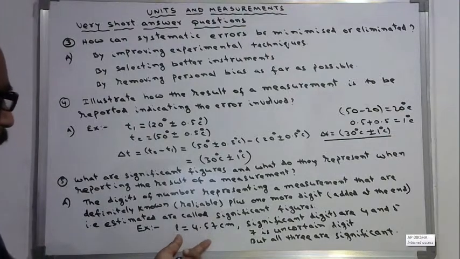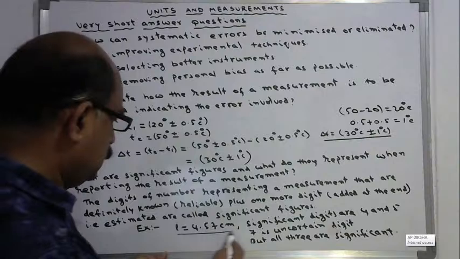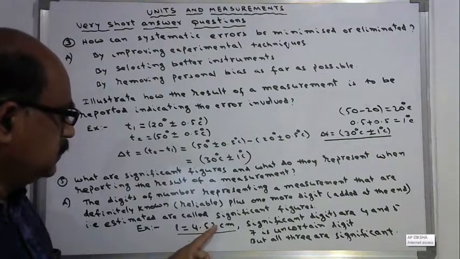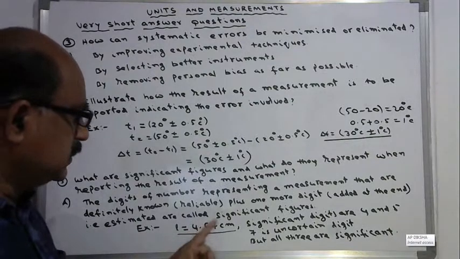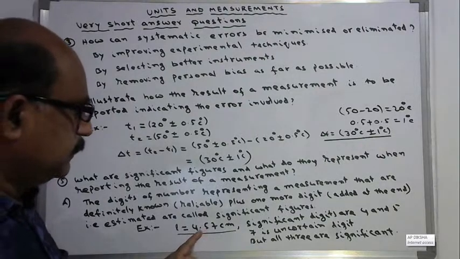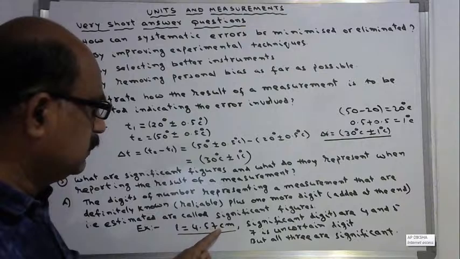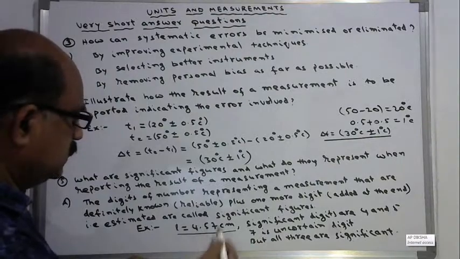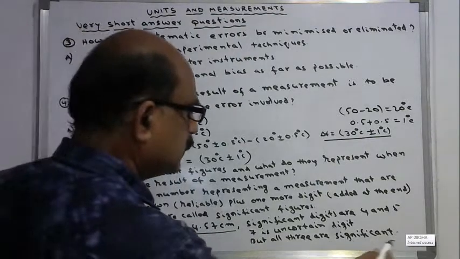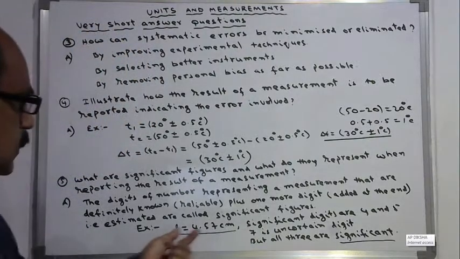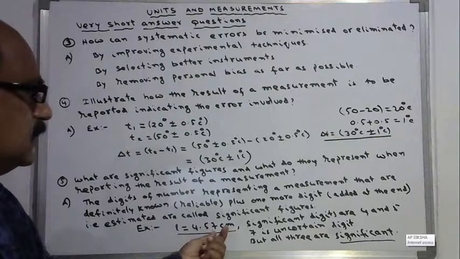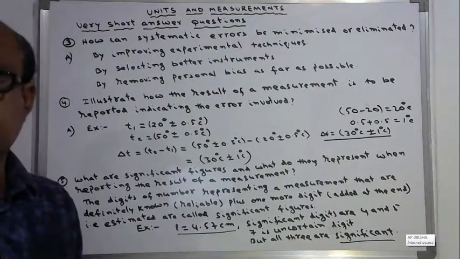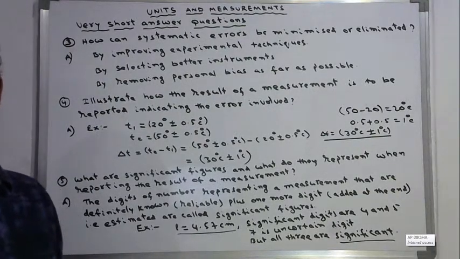See, for example, the length of some body is say 4.57 centimeters. In this, there are three digits 4, 5, 7. 4 and 5 are significant and reliable, whereas 7 is the uncertain digit. But this length has three significant figures. Out of these three, two are reliable and one is uncertain. This is how we have to represent significant figures. We can consider this a good example for representing significant figures.